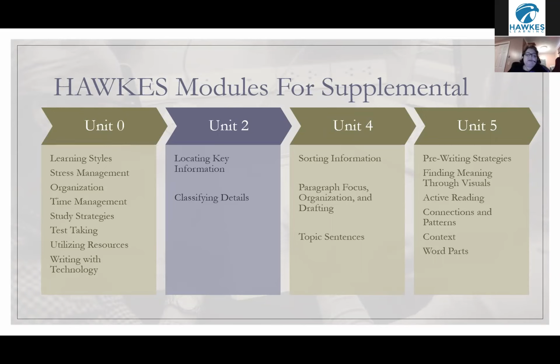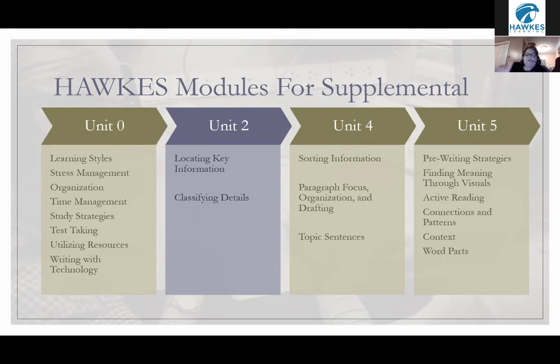The second unit is locating key information and classifying details. That's really the primary focus of that one. The next unit falls under Unit 4 in Hawks, but it's the third one that I actually employ, which is sorting information, how to focus on paragraphs, how to organize, how to draft, and then how to really make sure topic sentences are on target and on task.